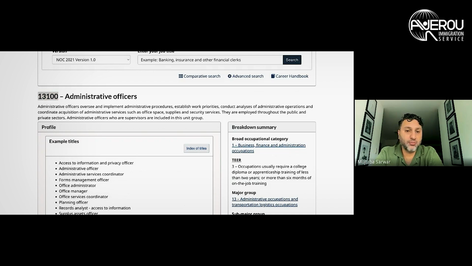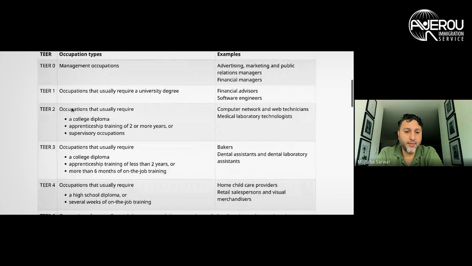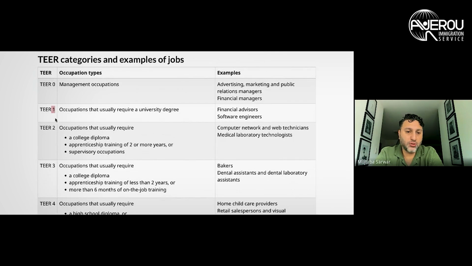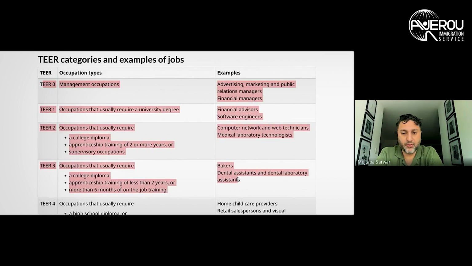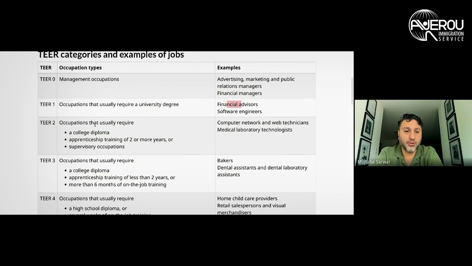Let me explain in a little more detail what I mean here. Here are the examples of all the tier categories. These are the second numbers of any given NOC code. So tiers 0, 1, 2, and 3 are considered to be skilled. They've given some examples here. Advertising, marketing, public relations managers and financial managers would be tier 0, so any management occupation. Then occupations that usually require a university degree will be things like financial advisors and software engineers. Of course, the list is huge, but this is what we're talking about when we see that the second number is a 1.